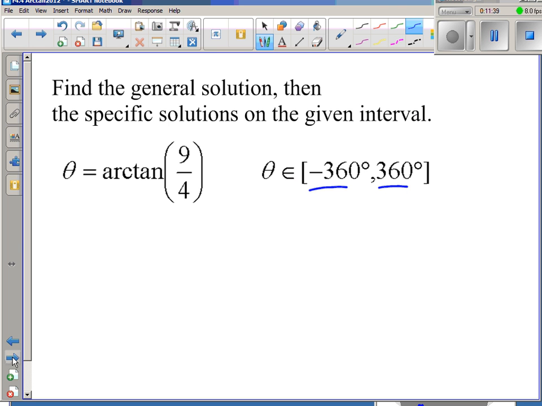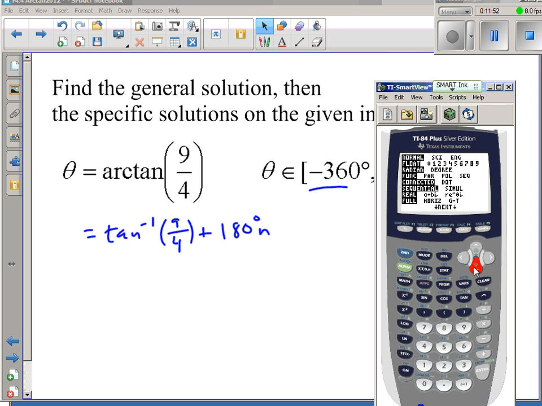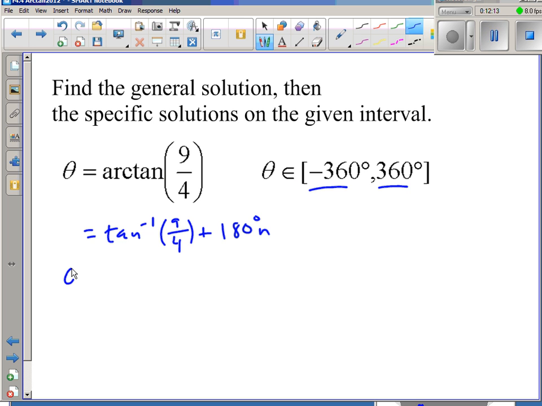Okay, using my formula, I want the inverse tan of 9.4 plus, in this case, 180 n. So get the calculator back up. 66 degrees, 66.04 we'll say. No, we won't. We'll just go with 66 in this case. So maybe I can do the math in my head here. I get theta equals 66 plus 180n.